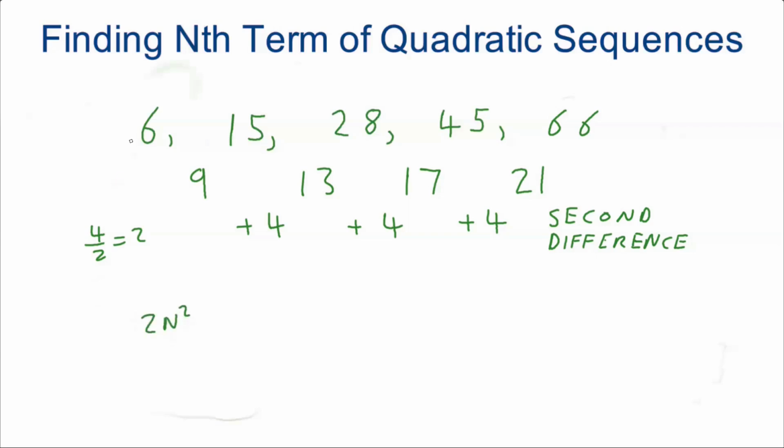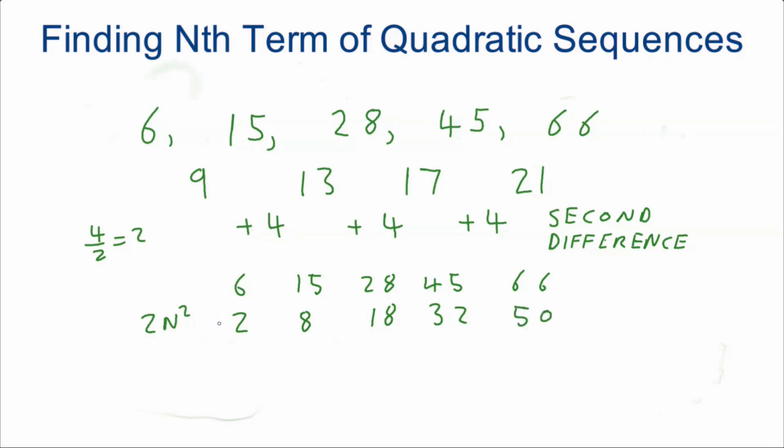We now put down these values again, and we put in the 2n squared underneath it. So for the first term, 1 squared is 1, times 2 is 2. 2 twos are 4, times 2 is 8. 3 threes are 9, times 2 is 18. 4 fours are 16, times 2 is 32. And 5 fives are 25, times 2 is 50.